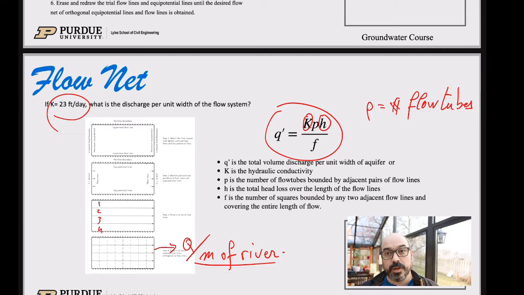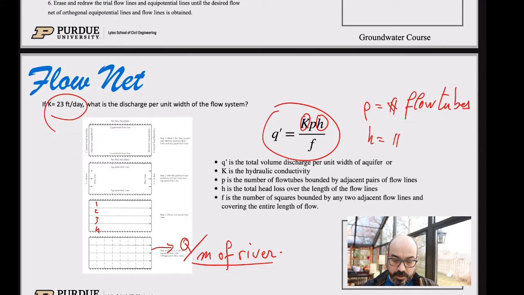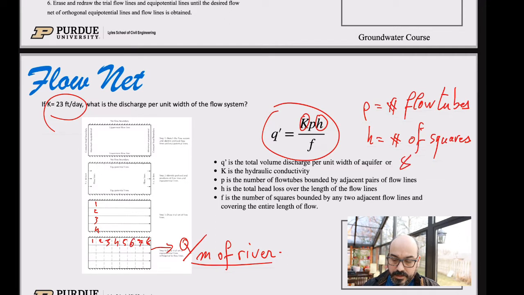This is really, really important, so I'm going to pause here. Flow tubes are the intervals. It's a picket fence sort of problem. If you have 3 flow lines, you'll get 4 stream tubes. There are 4 intervals. So really what you're counting is the intervals. Same thing for the number of squares between your equipotentials. Here it's 1, 2, 3, 4, 5, 6, 7, 8. So 8 and 4. Again, remember, you're counting the intervals, not the lines.